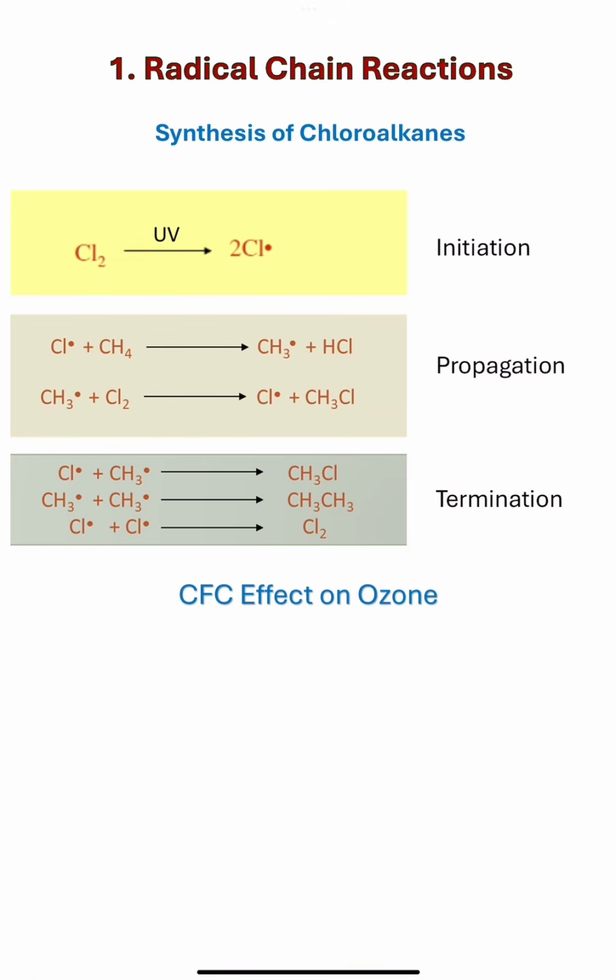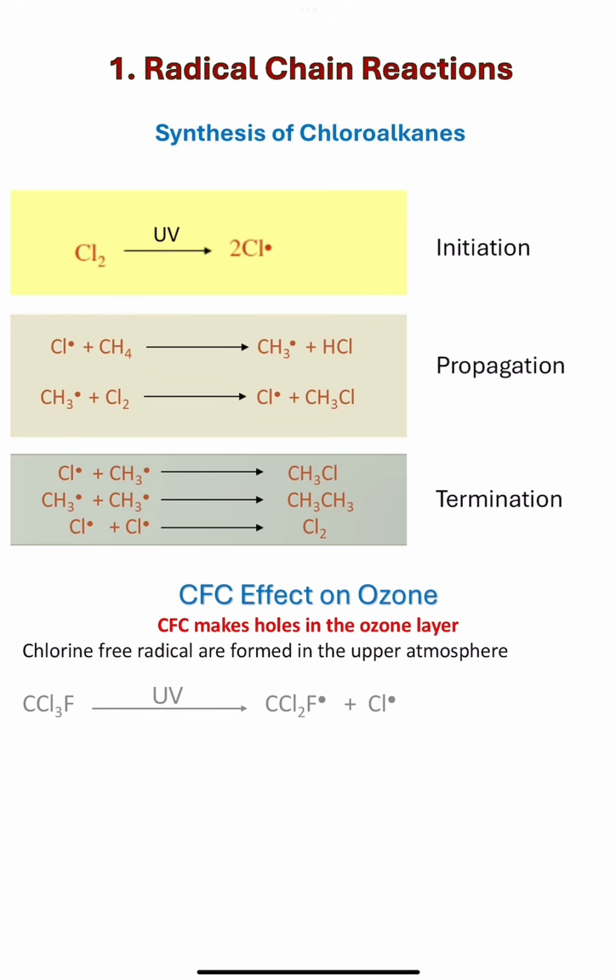We can also see that reaction in the CFC effect on ozone. So how exactly do CFCs damage the ozone? It starts with UV light breaking the C-Cl bond in CFC, creating a chlorine radical. This radical is super reactive. It reacts with ozone, breaking it down into oxygen and forming the ClO free radical.